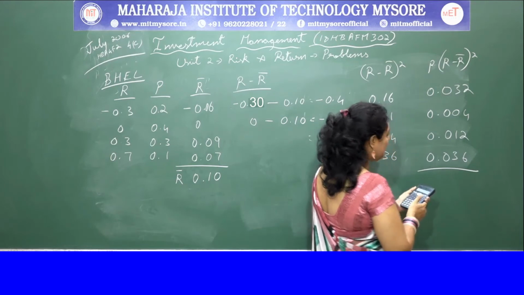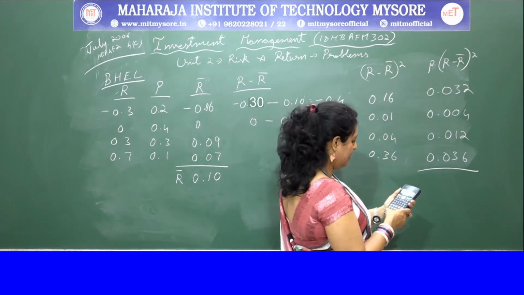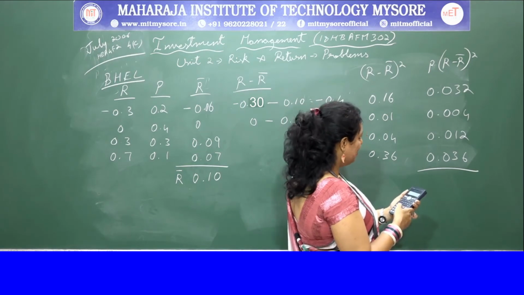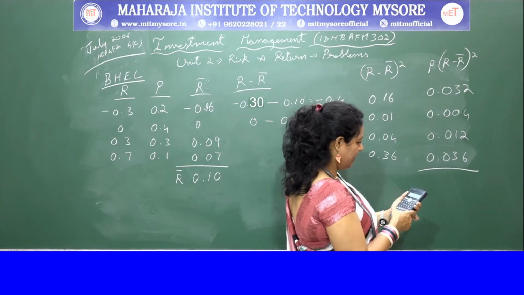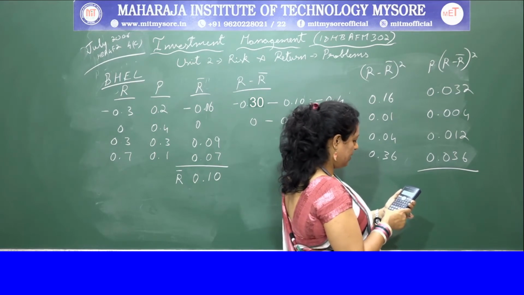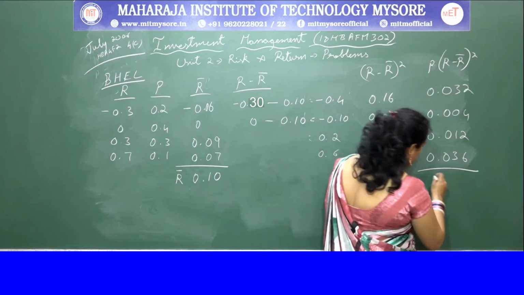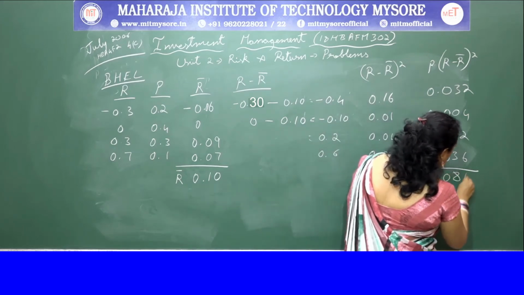I just accidentally pressed the back button, so I am doing it again. 0.12 plus 0.036. So you get 0.084.